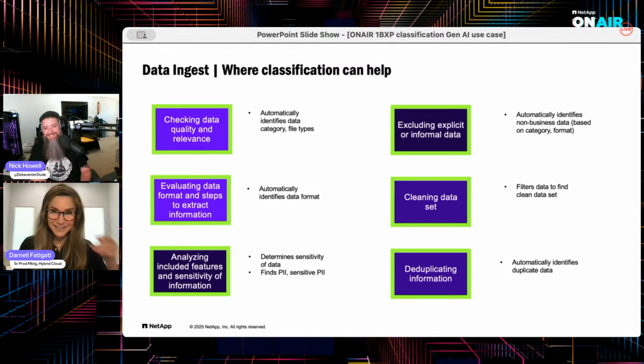If our folks that are setting the policies around this at NetApp say, no, it's okay, Nick, those are all related to business, they can change that. And then cleaning the data set. So then, you set your filters.